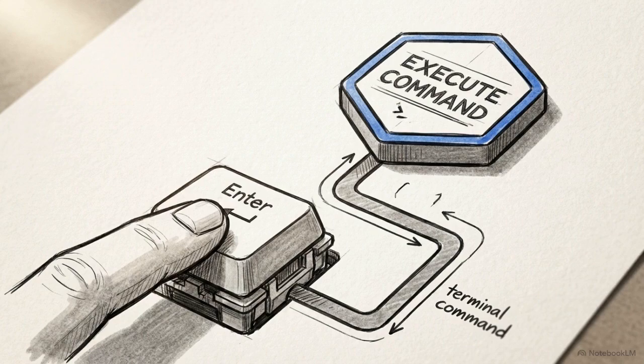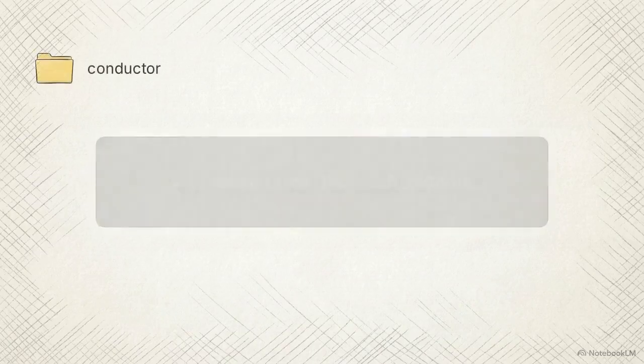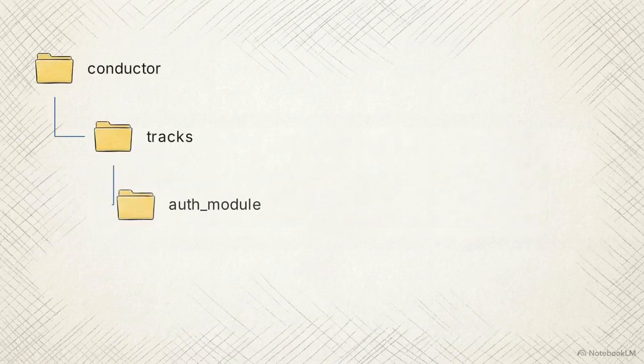Now we can scope a specific feature. We'll build a user authentication module by running new track. Conceptually, a track is a self-contained unit of work. It functions like a project management ticket that is readable by both humans and AI.